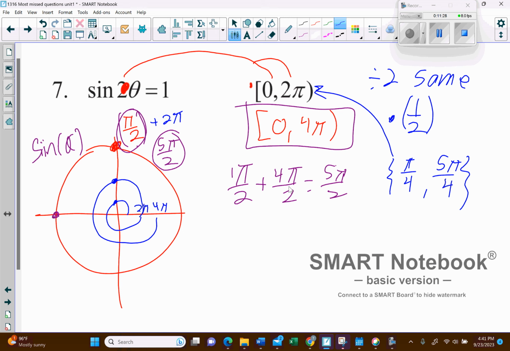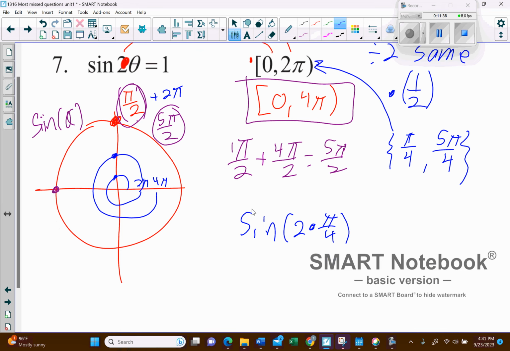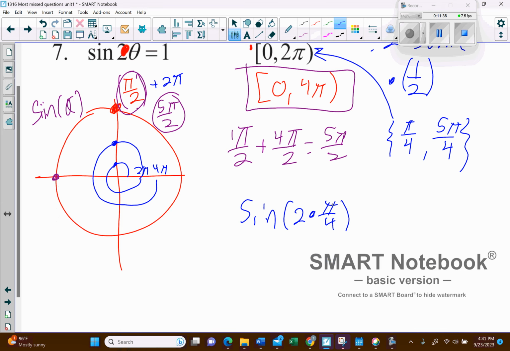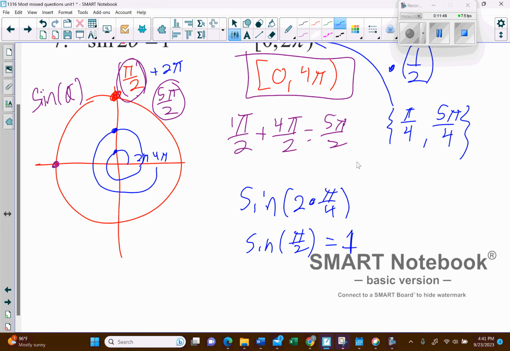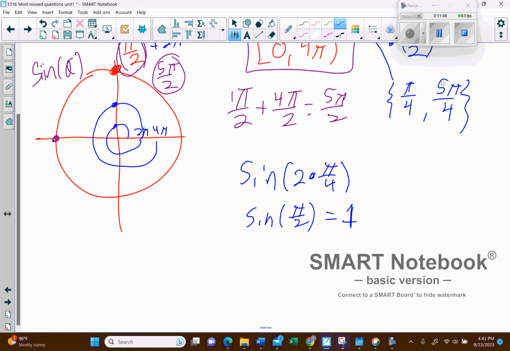If you were to plug it in, I'll show you that it works. If you plug in sine of 2 times pi over 4, then 2 times pi over 4 turns into sine of pi over 2, which does indeed equal 1. So it does work. And the same thing would work if you plugged in 5 pi over 4. It would also work for you.